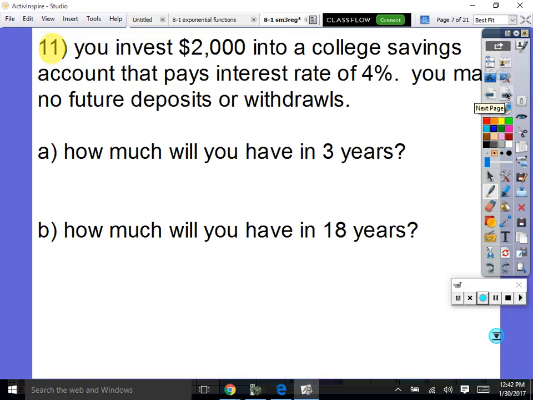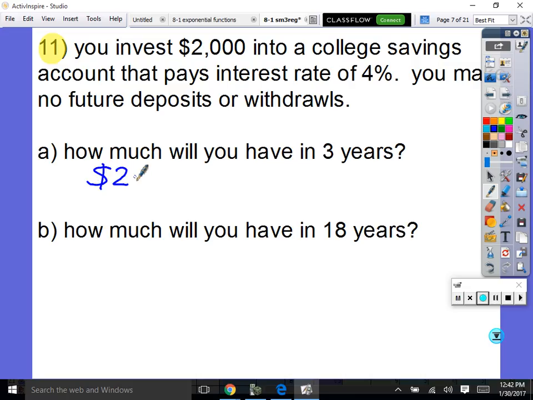Okay, so number 11. Here we go. This is really different. So everybody watch. I mean, it's the same but different. So it says, you invest the $2,000 in a college savings account that pays an interest rate of 4%, same as before. You make no future deposits or withdrawals, because if you did, then you're going to be dealing with some different things here. But A, it says, how much will you have in 3 years? Okay, so we've got to figure, okay, so how much will we have in 3 years? This one's the same, actually.